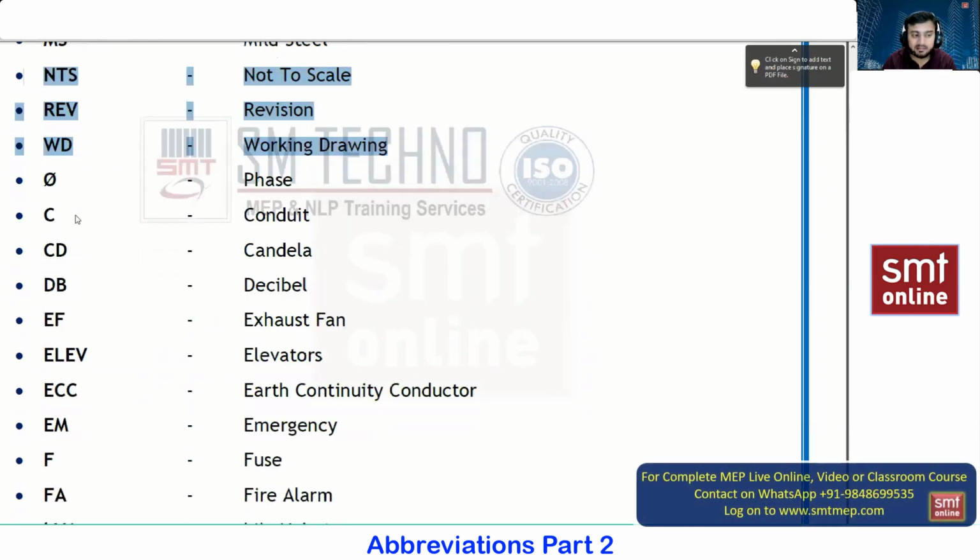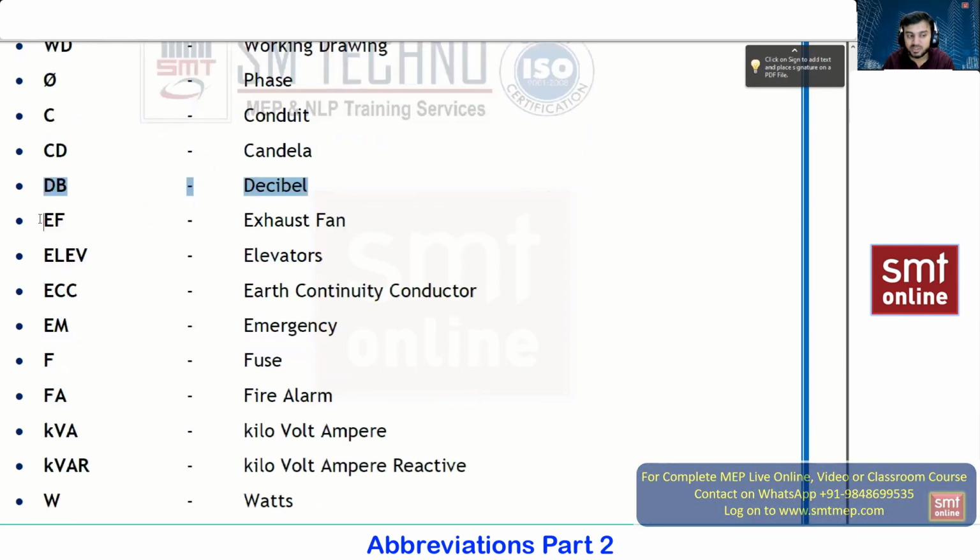Again, this symbol indicates phase. Again, this symbol indicates conduit, the PVC pipe. CD, candela, the unit of light. dB, decibel, the unit of sound. EF is exhaust fan, which we are going to use in wash areas or utility areas. ELEV, elevators or escalators also. Okay, elevators or escalators. Again, ECC, earth continuity conductor.